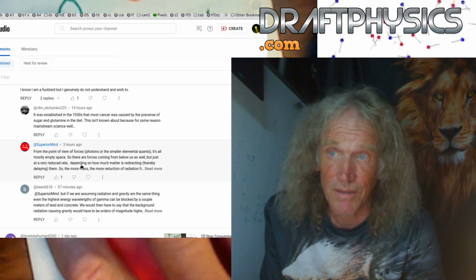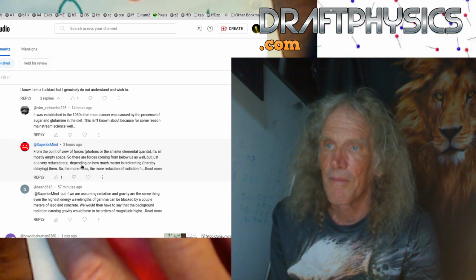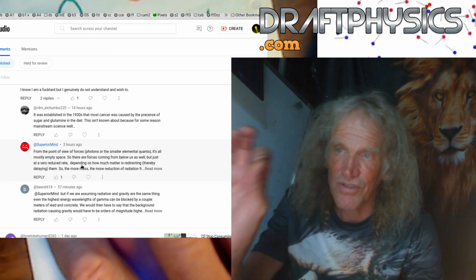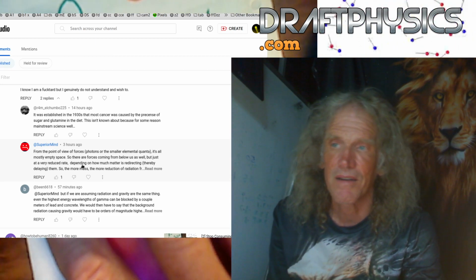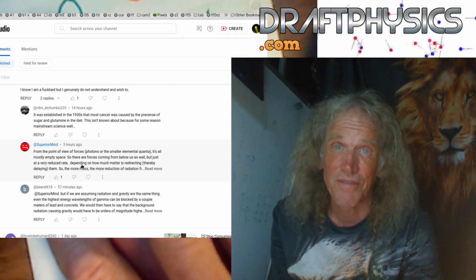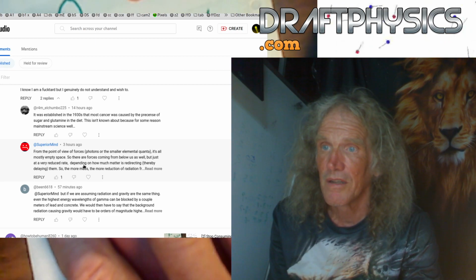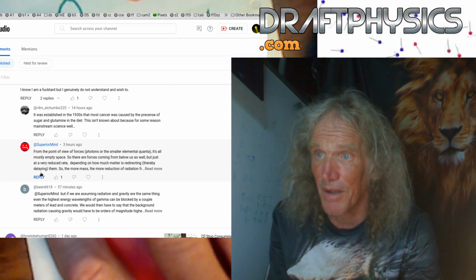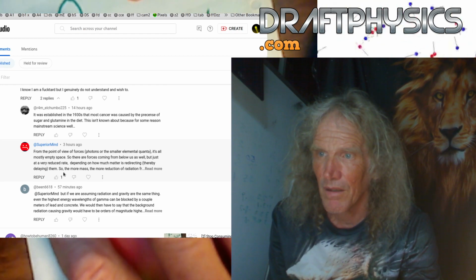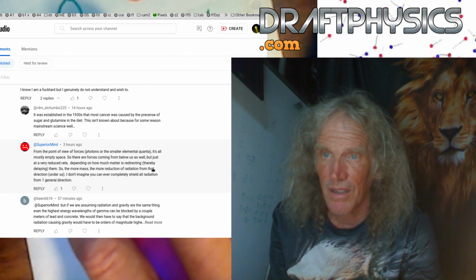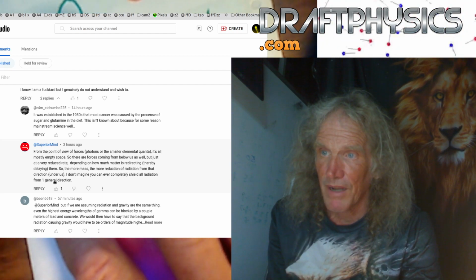Considering the size of the Earth, the amount of energy hitting the total surface of the Earth is gigantic, and there's just a little bit of diminishment in that to create 9.8 meters of velocity, which isn't that much. Depending on how much matter is redirecting, thereby delaying them. So the more the mass, the more reduction in the radiation from the direction under us.